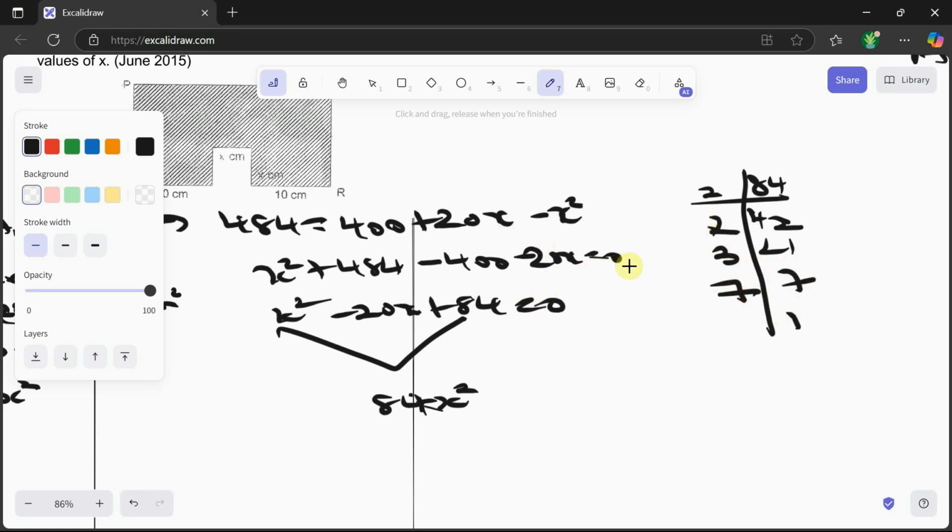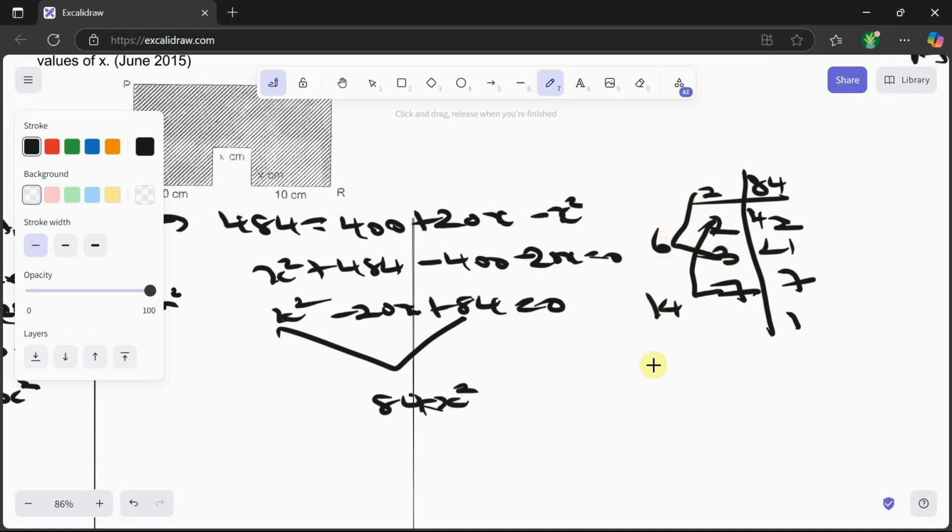So let me see, 2 times 2 is 4, 4 times 3 is 12, 12 and 7. No, that would not work. So 2 times 7 gives me 14, and 2 times 3 gives me 6. So I have 14 and 6.